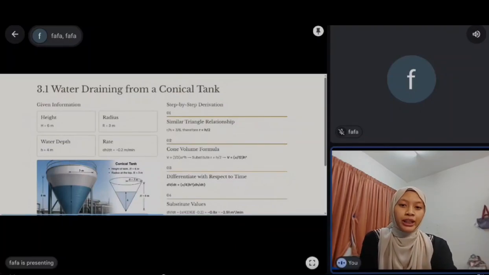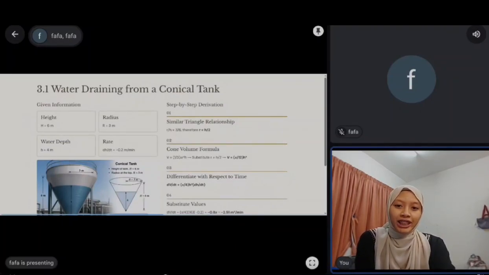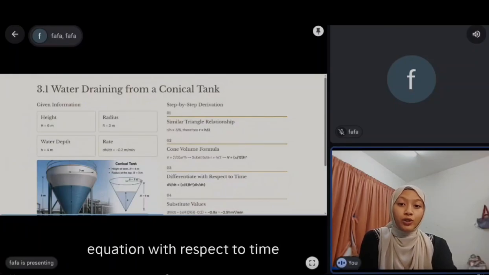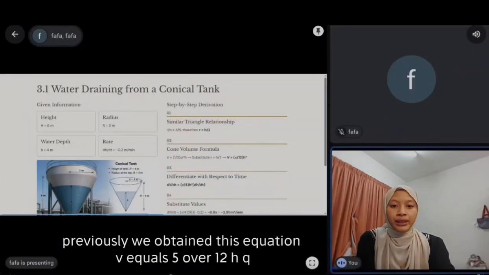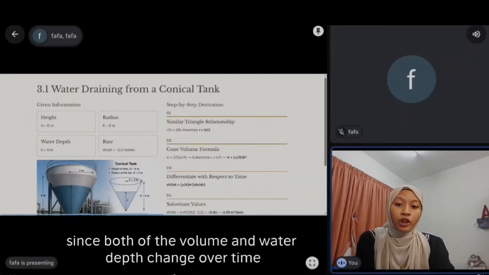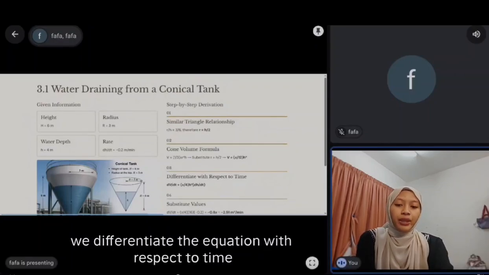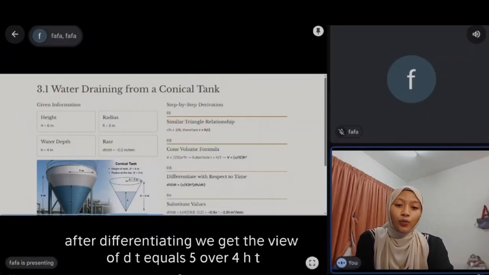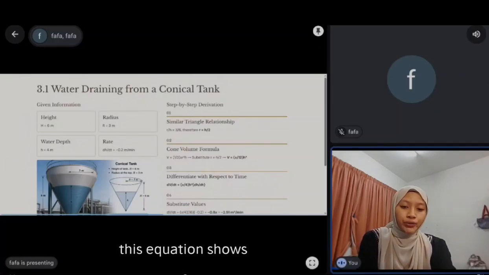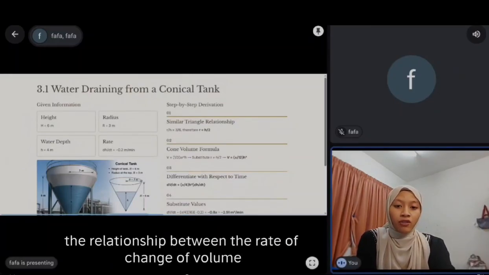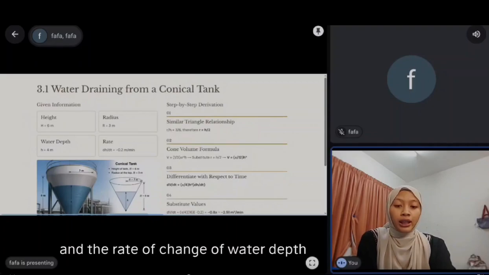To continue from the previous explanation, I will now show you how we differentiate the volume equation with respect to time to find the rate at which the volume of water is changing. Previously, we obtained the equation V equals pi over 12 h cubed. Since both the volume and water depth change over time, we differentiate the equation with respect to time. After differentiating, we get dV over dt equals pi over 4 h squared dh over dt. This equation shows the relationship between the rate of change of volume and the rate of change of water depth.